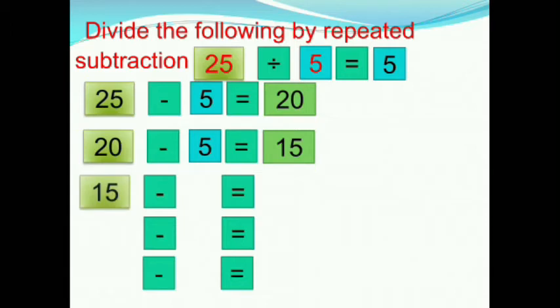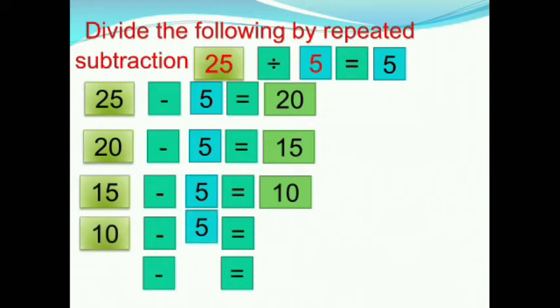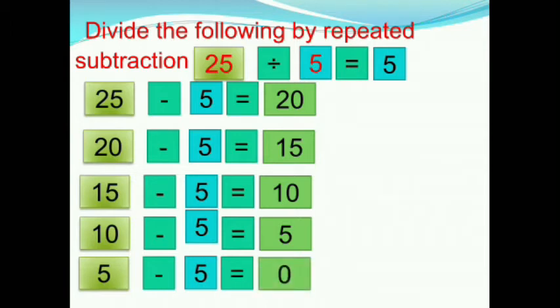Again we subtract 5 from 15. 15 minus 5 is equal to 10. Again we subtract 5 from 10. 10 minus 5 is equal to 5. Again we subtract 5 from 5. 5 minus 5 is equal to 0.